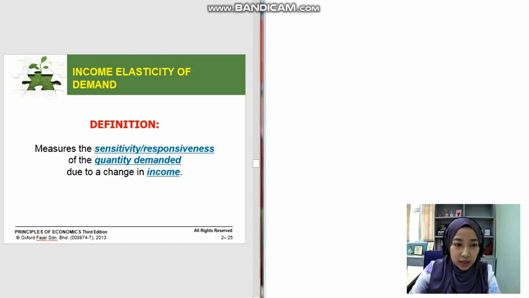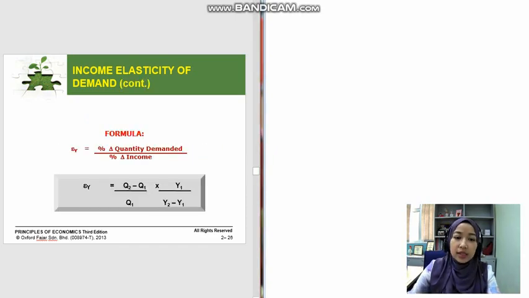So this is how you calculate income elasticity of demand, in which the formula is actually the same as price elasticity of demand. You are still looking for the change in the quantity demanded, but the difference here is the denominator. What happens to your demand when there is a change in your income? If you are looking for price elasticity, the denominator is your change in price. But now you are looking for the change in income.